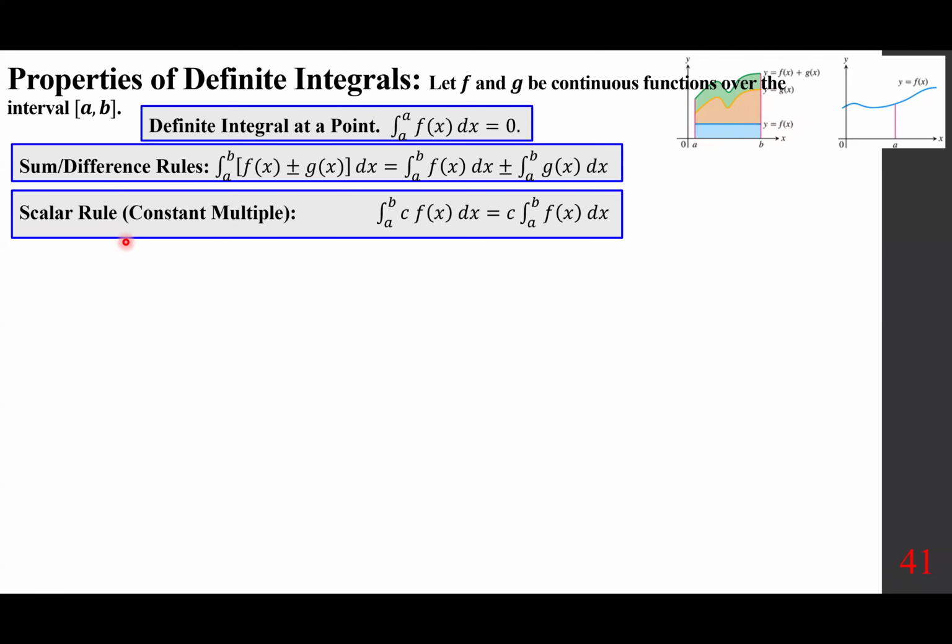Scalar rule. If the integral of a to b c f of x dx is of interest to us, we can just evaluate the integral of a to b f of x dx and multiply it by c. So this is f of x. This is 2 times f of x, for example.